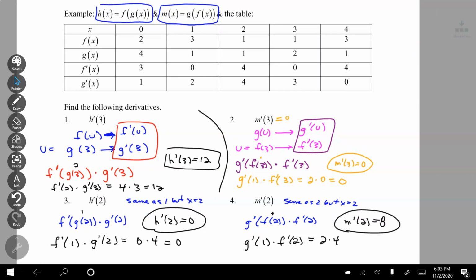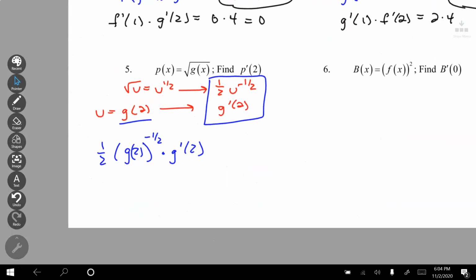Well, g of 2, here's 2. G of 2 is 1, and g prime of 2 is 4. So when I do all this, this is 1, so I have 1/2, 1 to the negative 1/2 times 4, which is a half times 1 to any power is 1 times 4. So I get p prime of 2 is equal to 2.